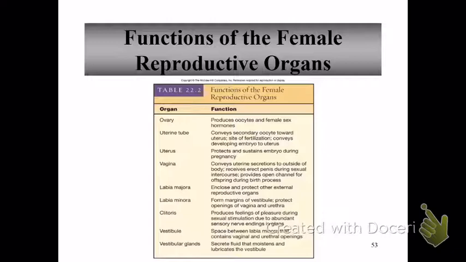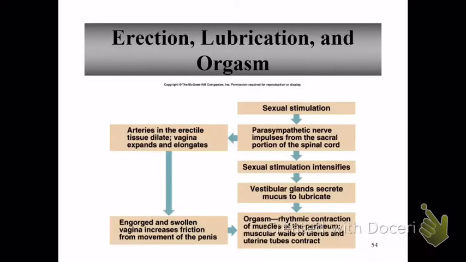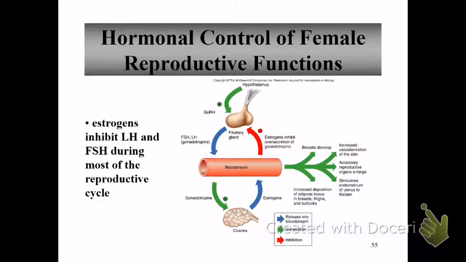Okay, so there is a nice table organized with the female organs and functions. Okay, erection, lubrication, and orgasm. The vagina actually does expand and elongate, so that's kind of neat. Okay, estrogen inhibits LH and FSH during most of the reproductive cycles.